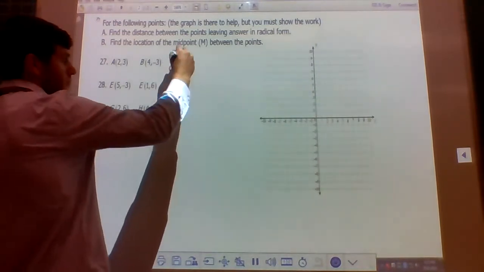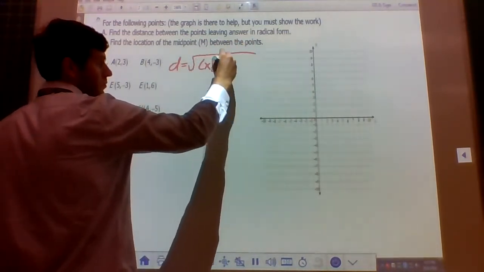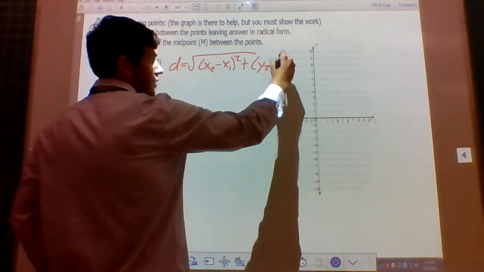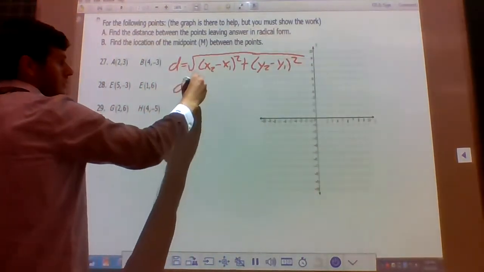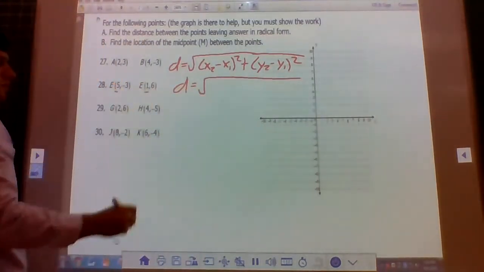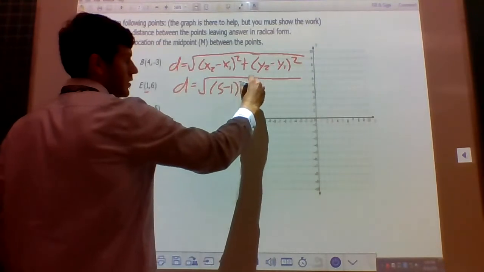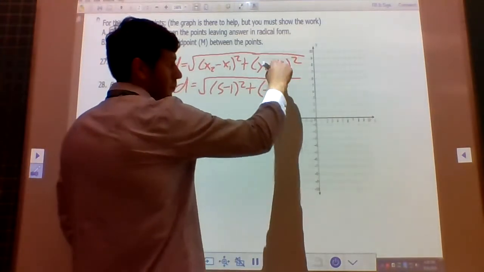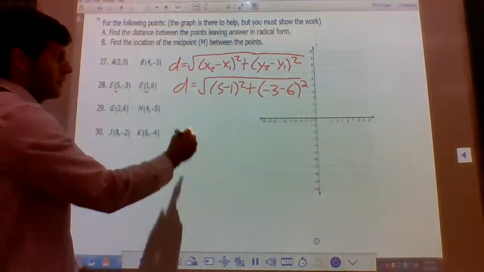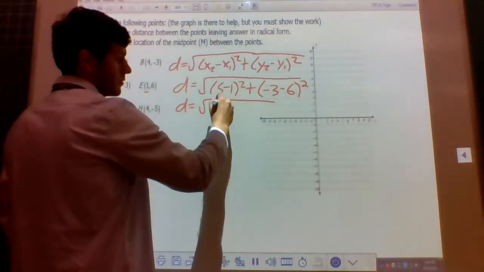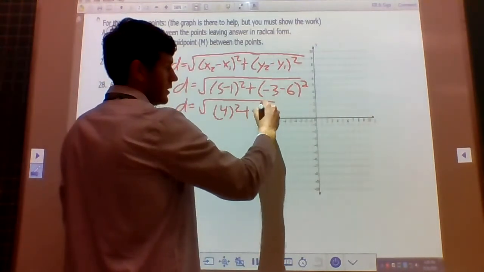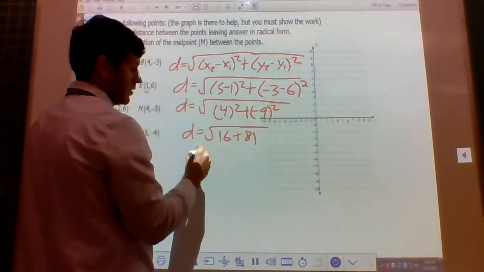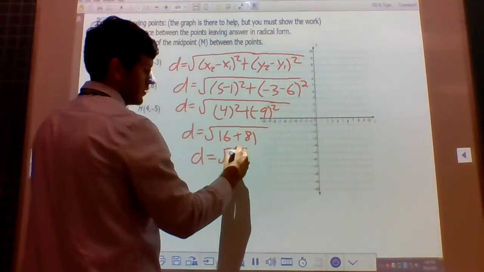So 28, our distance formula is the square root of the change in x squared, or x2 minus x1 squared, plus the change in y squared, y2 minus y1 squared. The two x coordinates are 5 and 1, so 5 minus 1 squared. You can do 1 minus 5, that's fine too. And then your two y values are negative 3 and 6, so negative 3 minus 6 squared. So our distance here is going to be the square root of 4 squared plus negative 9 squared. So that's 16 plus 81, which is 97, square root of 97.